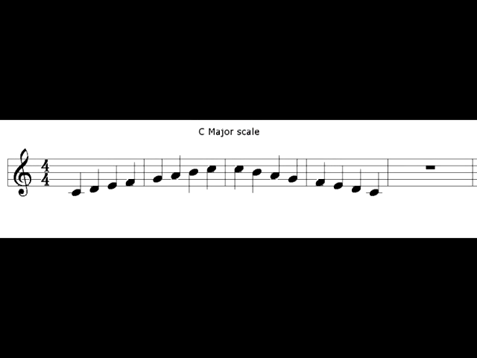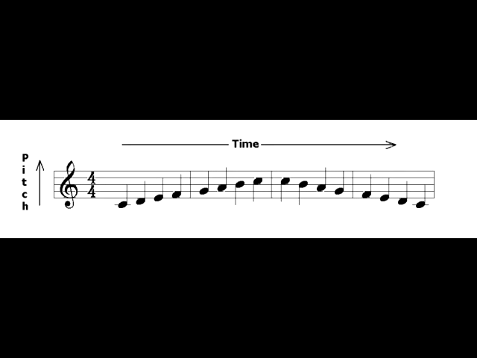Let's look again at this 4-measure C major scale. You'll notice that the notes kind of form a ramp going up and going down. We call this an ascending, descending scale. Ascending means going up, while descending means going down. Remember that I told you the musical staff is based on a pitch time graph, with pitch represented vertically and time represented horizontally. So as the notes appear higher up on the staff, the pitch also gets higher.